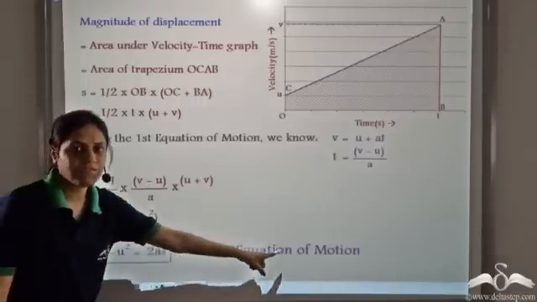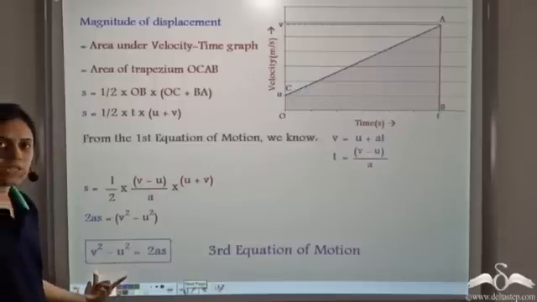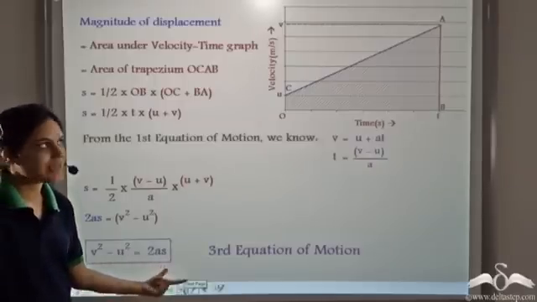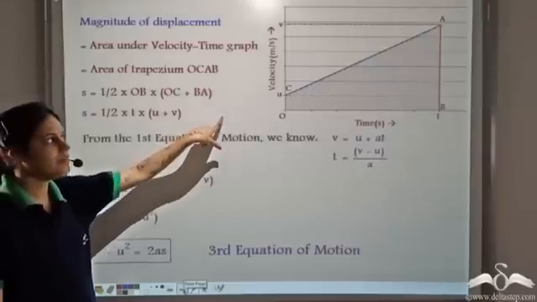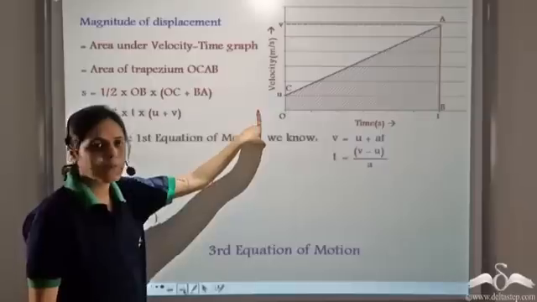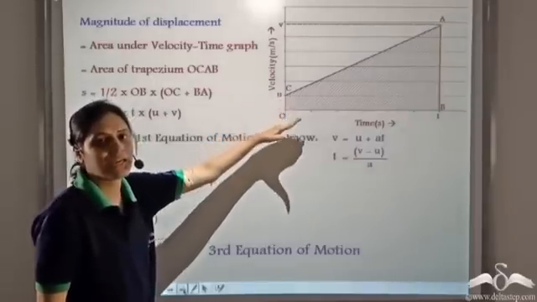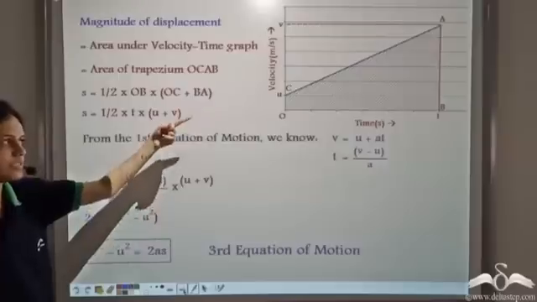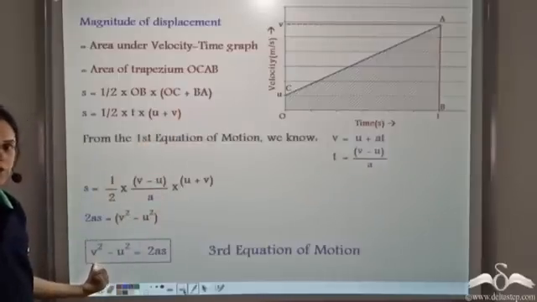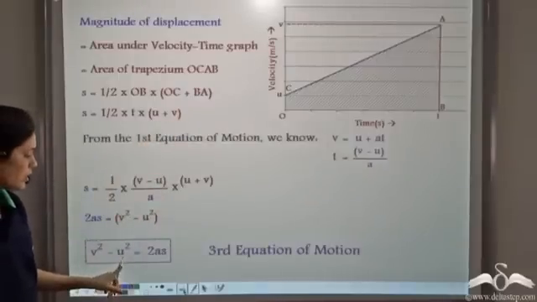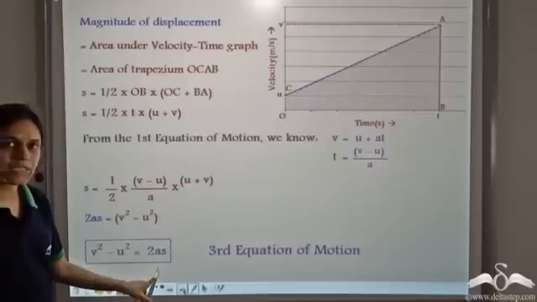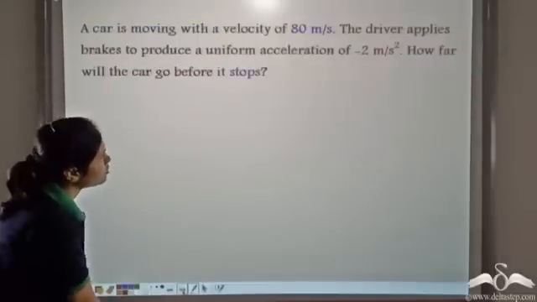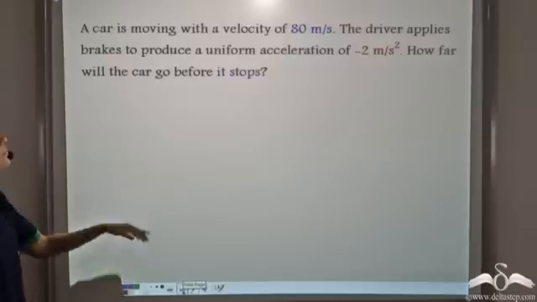So we have derived the third equation of motion, V square minus U square is equal to 2AS, by a graphical method using a velocity time graph and by finding the area under the graph, that is by finding the area of this trapezium. This is a relation between final velocity, initial velocity, acceleration and displacement. So let us solve a numerical.